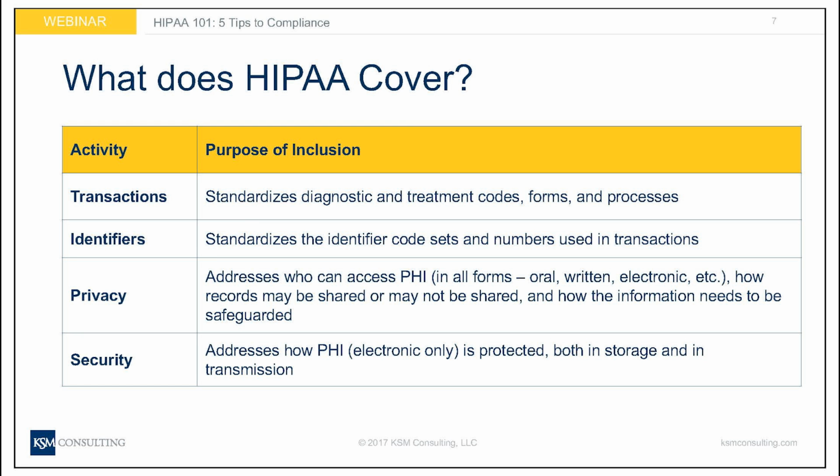The privacy rule focuses on who can access PHI, and that's PHI in all forms, whether that's oral, written, or electronic, how those records may be shared or not shared, and how the information needs to be safeguarded. Security, in a similar vein, but now focused only on electronic PHI, is really around how that information is protected, both in storage and in transmission, throughout the life cycle of data in the healthcare process.